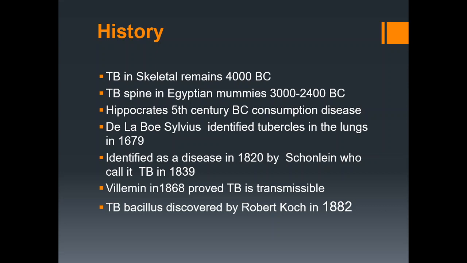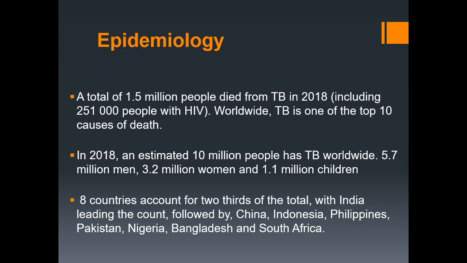So it was a very deadly disease, and until now, it still causes mortality. A total of about 1.5 million people die every year from tuberculosis. These are WHO statistics, and TB is one of the top 10 causes of death. Also in 2018, an estimated 10 million people had tuberculosis: 5.7 million men, 3.2 million women, and 1.1 million children. Eight countries account for about 2/3 of the total tuberculosis cases, with India leading the count, followed by China, Indonesia, Philippines, Pakistan, Nigeria, Bangladesh, and South Africa.